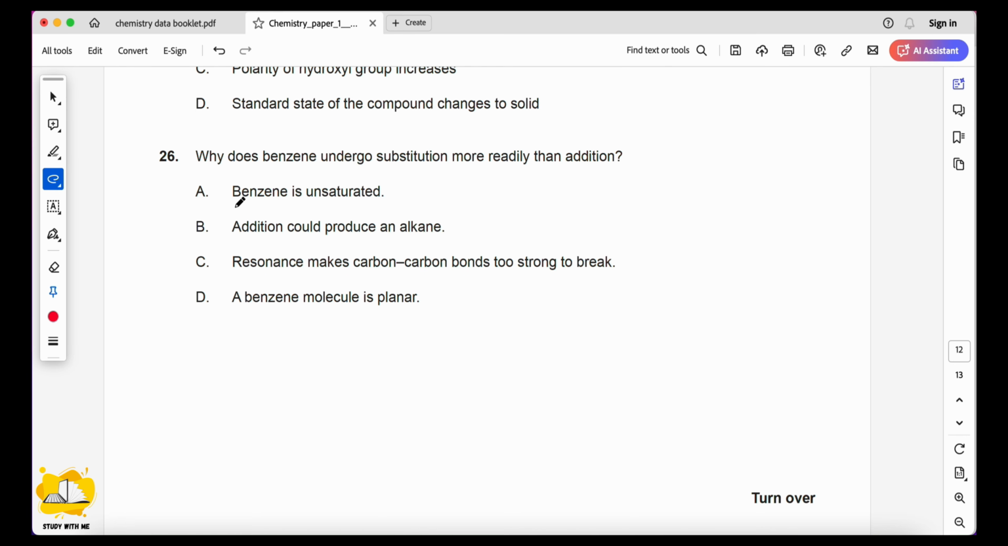Why does benzene undergo substitution more readily than addition? In benzene, the pi electrons are delocalized and make the structure more stable. This delocalization distributes electron density throughout the ring, making the carbon-carbon bonds more stable, so it's difficult to break. Because benzene has delocalized pi electrons, it is able to undergo resonance, so the electron density is also distributed throughout the ring, and the carbon-carbon bonds are stable, therefore it's difficult to break.